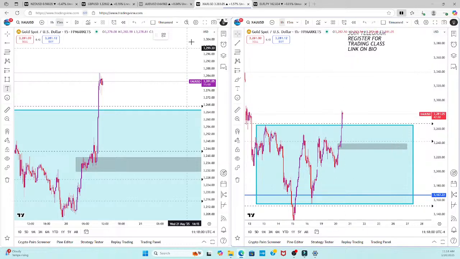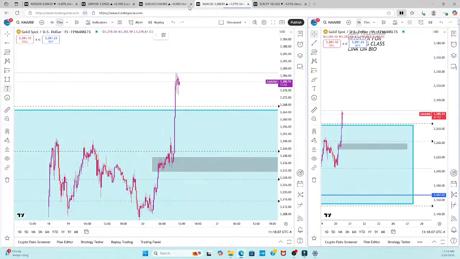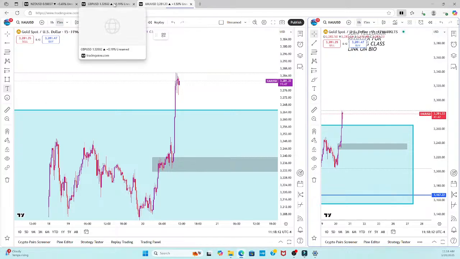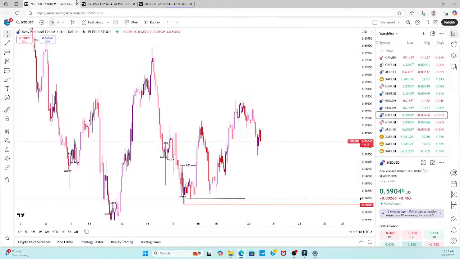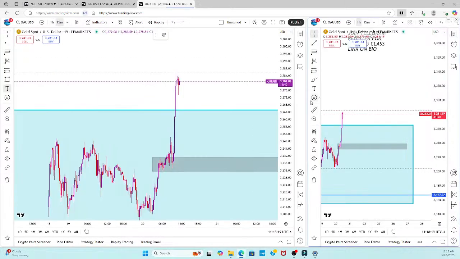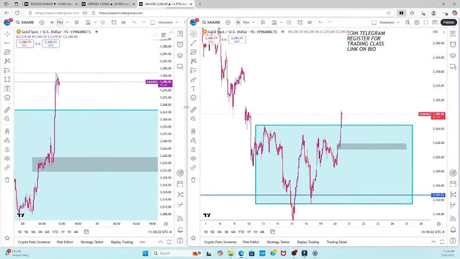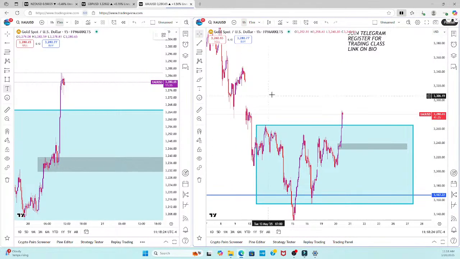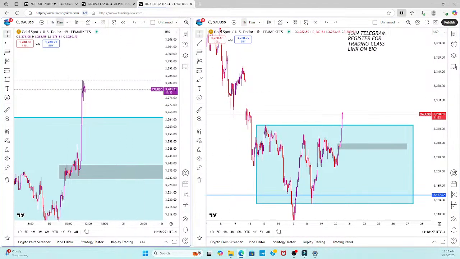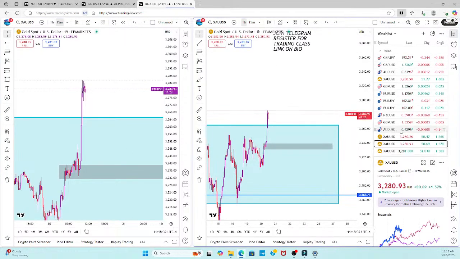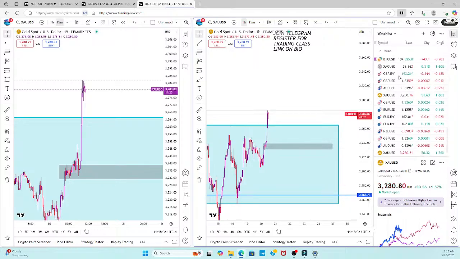So far we've analyzed gold. We've analyzed GBP USD. Now let's take a look at another pair. Let's take a look at AUD USD. I'm just going to bring it up here on the chart.